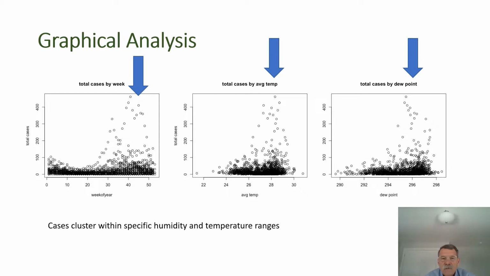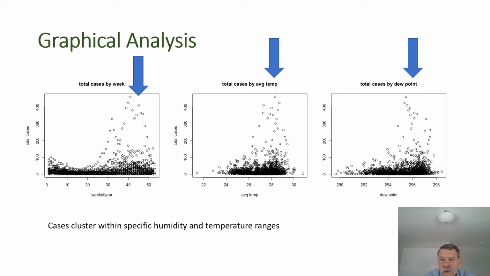And the average temperature I found fascinating. So the temperature range for when you see the most cases is somewhere between 27 and 29 degrees centigrade. And under 24 degrees, you rarely see cases, and over 29 degrees, you rarely see cases. So there's a period at which the mosquitoes thrive, and they don't thrive when it's either too hot or too cold. And similar to the dew point.